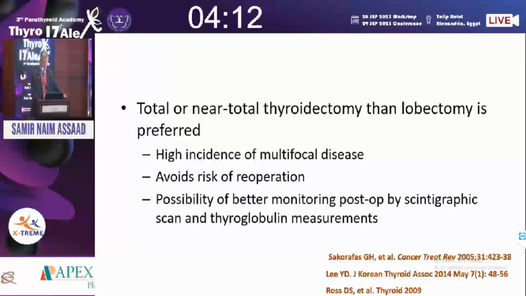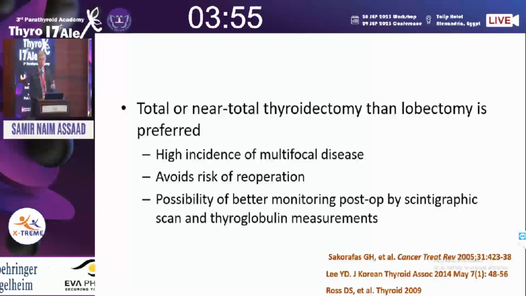And the surgery is better, as I told you, because it is multifocal, to do near total. If you do near total, you can follow this patient by doing what we call the iodine scan. You cannot follow this patient with a radioiodine scan after lobectomy, because most of the iodine will go to the other side. So if you want to follow this patient for any risk of recurrence in the lungs, bone, or brain, or whatever, you have to do total or near total thyroidectomy. And again, follow-up by thyroglobulin: you cannot do that if you leave the other lobe, because thyroglobulin will be detectable.